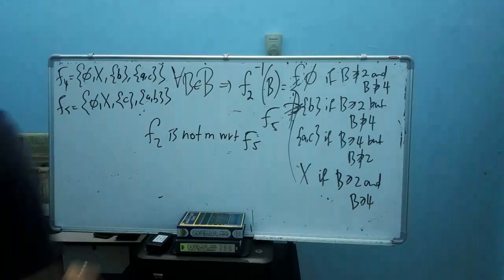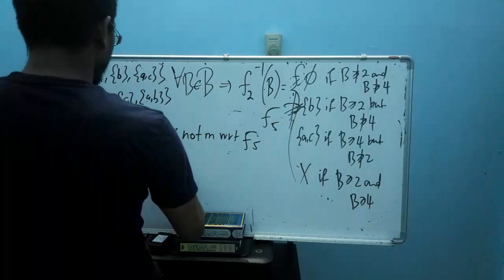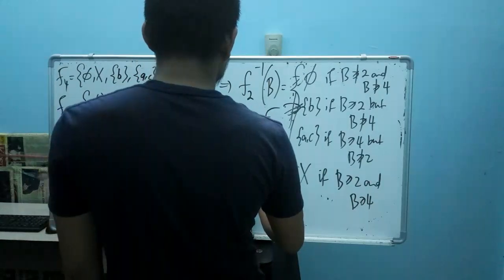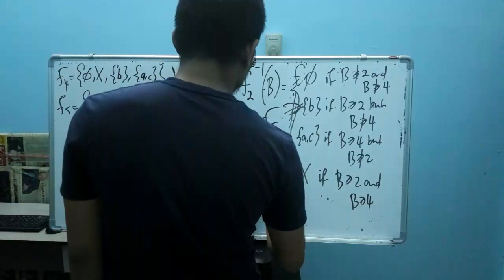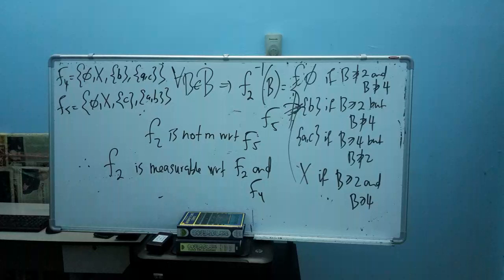So in the end, we say that F2 is measurable with respect to the second algebra and the fourth algebra. The second one here is the power set, and the fourth is this one. Of course F2 is not measurable with respect to F1, not measurable with respect to F3, the third algebra, the first algebra, and also the fifth algebra. So this function is only measurable with respect to the second and fourth algebras, because of the condition that the pre-image of all Borel sets is inside that algebra.